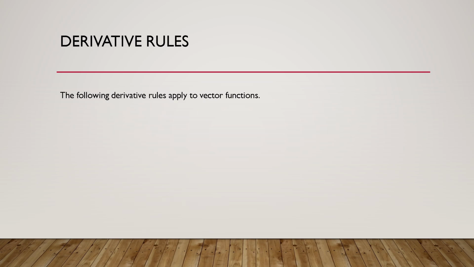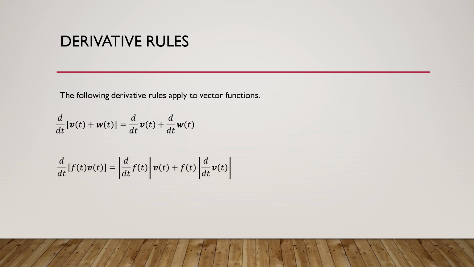The following derivative rules apply to vector functions. d/dt of the sum of the vectors v(t) and w(t) equals d/dt of v(t) plus d/dt of w(t). d/dt of f(t) times the vector function v(t) equals d/dt of f(t) times v(t) plus f(t) times d/dt of v(t).